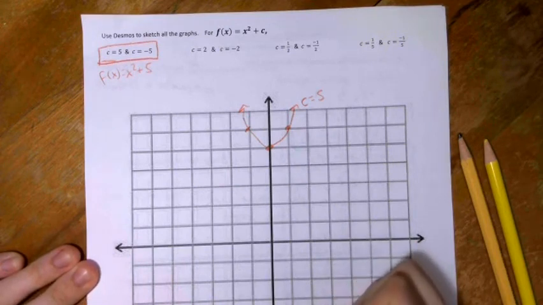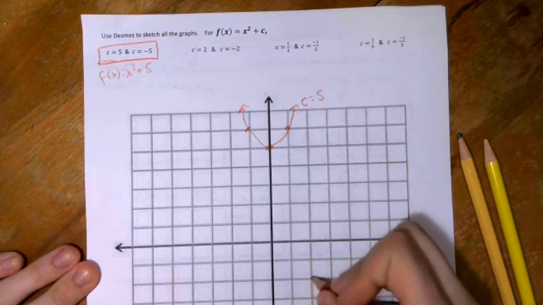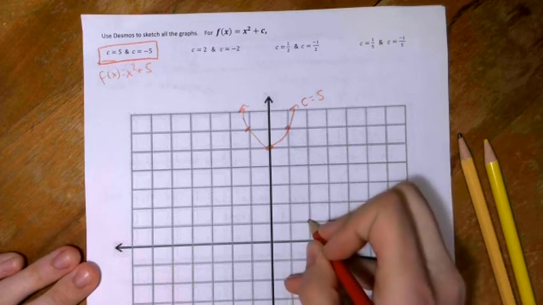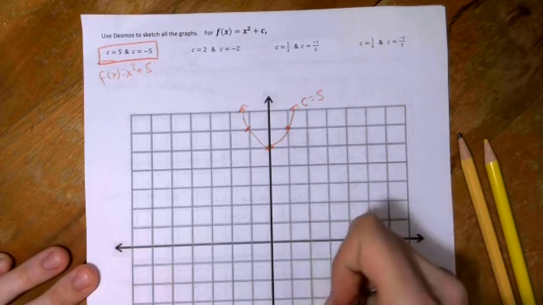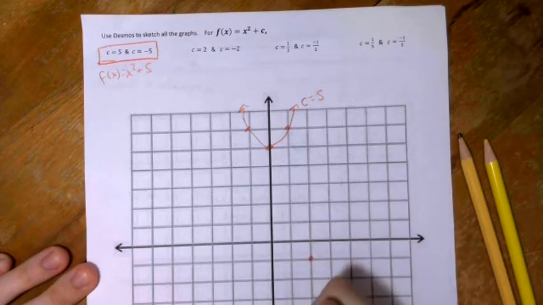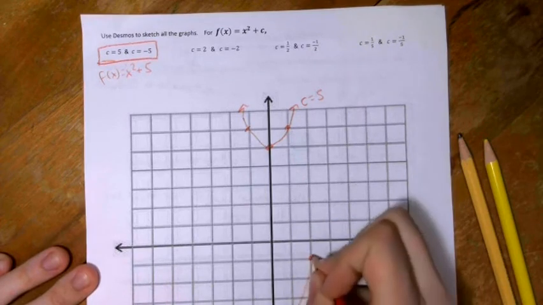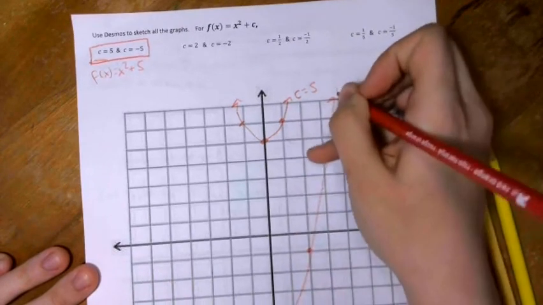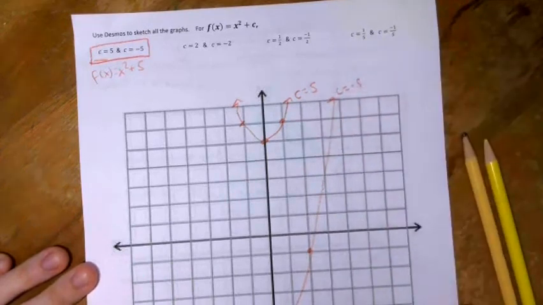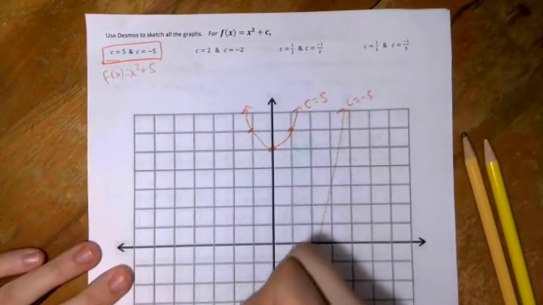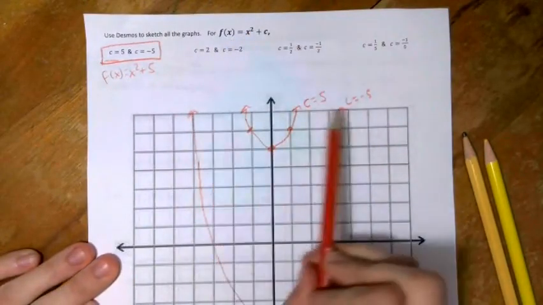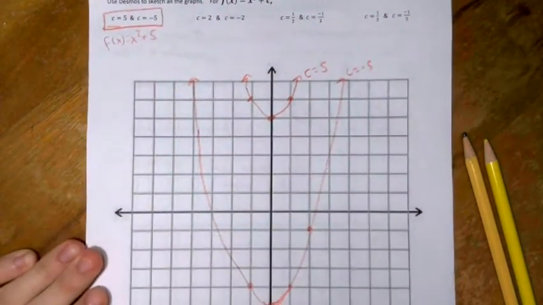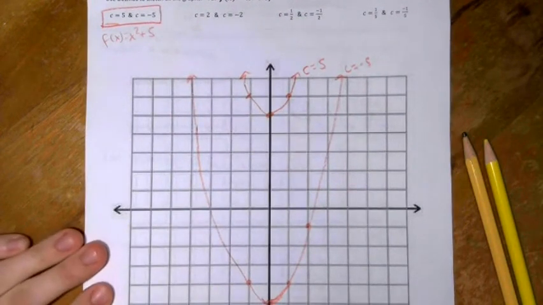And then I have another point right about here. There we go. Again, make sure that you've got a nice curve at the bottom. All right. So that is our c equals negative 5, something like that. Again, yours should go from edge to edge. Don't forget to have it go from edge to edge. Sorry, it was a little off, wasn't it?